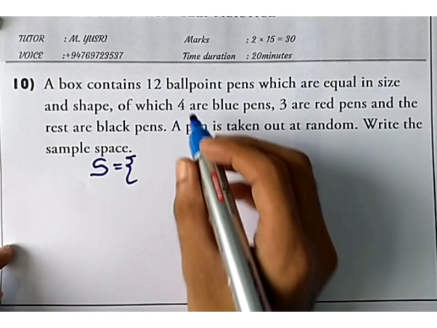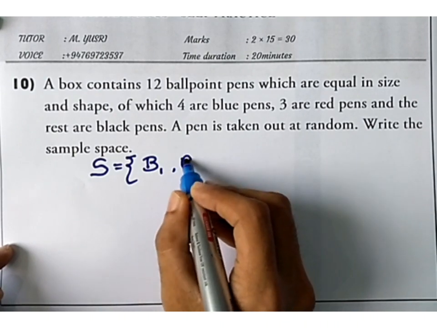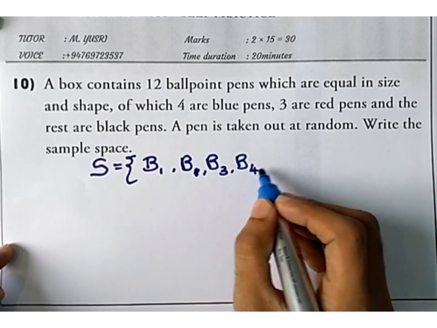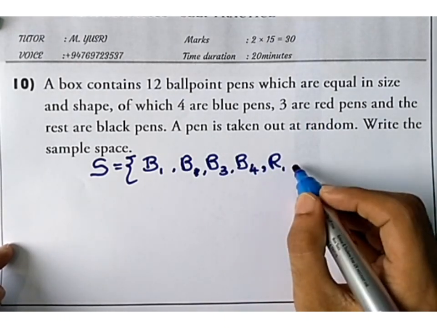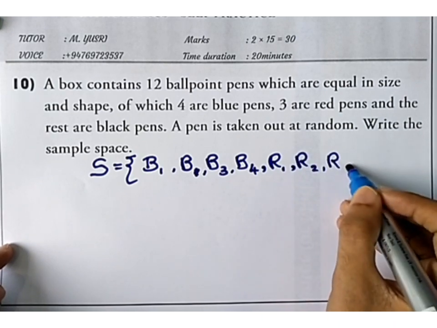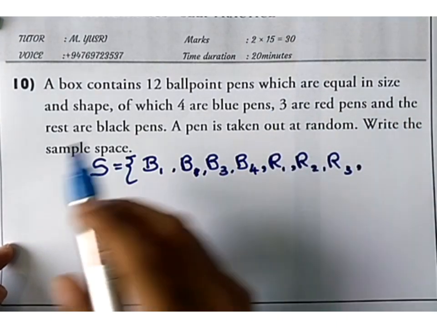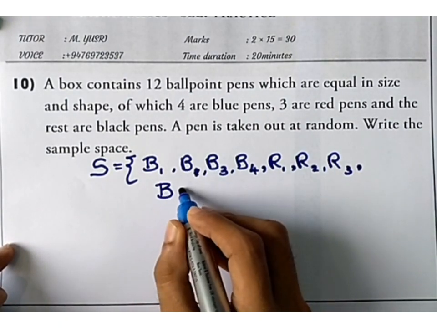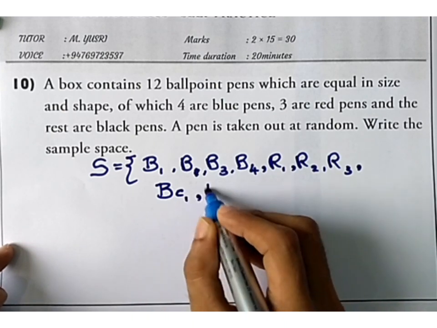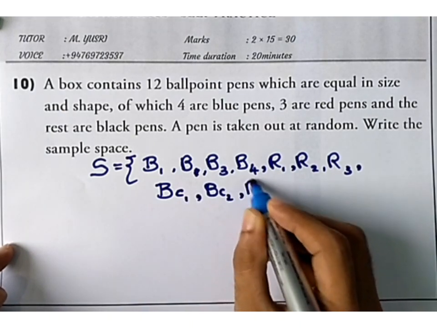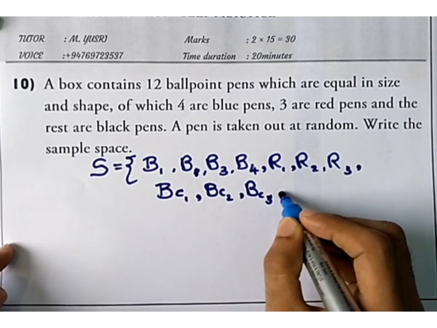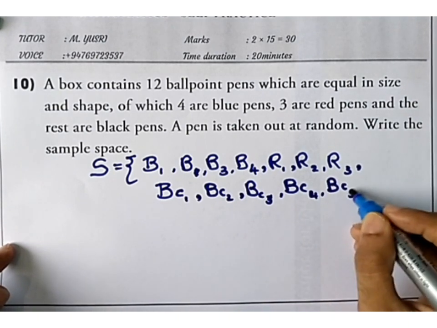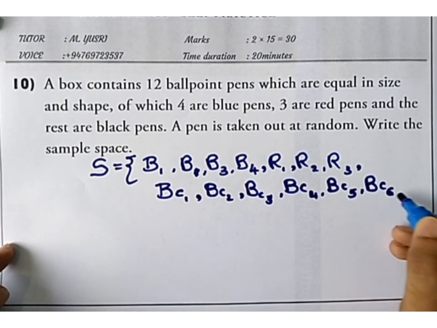Here how many blue pens are there? 4. So B1, B2, B3, B4, and the next 3 red pens, R1, R2 and R3. And the rest are black, so for that I am using BC: BC1, BC2, BC3, BC4, BC5, BC6.